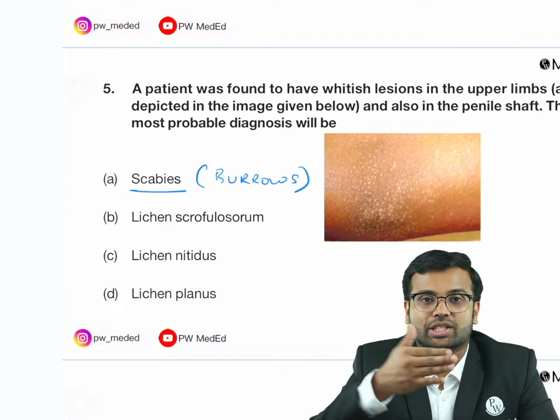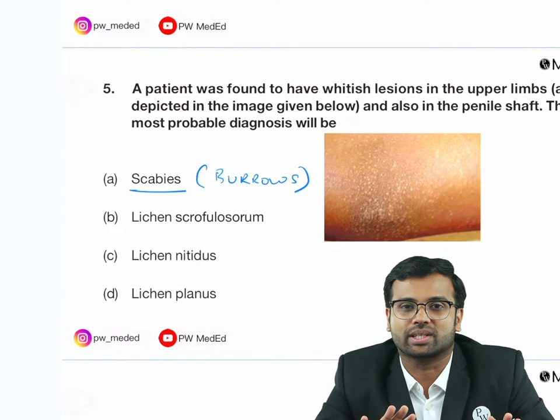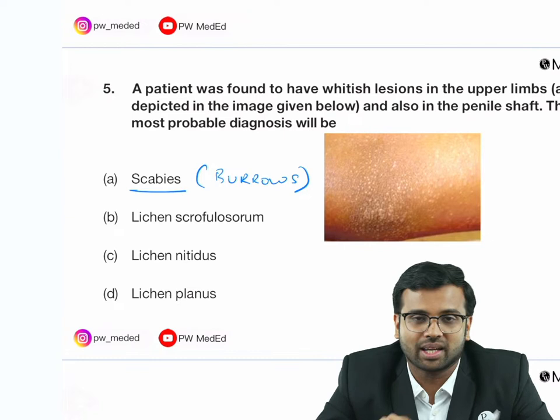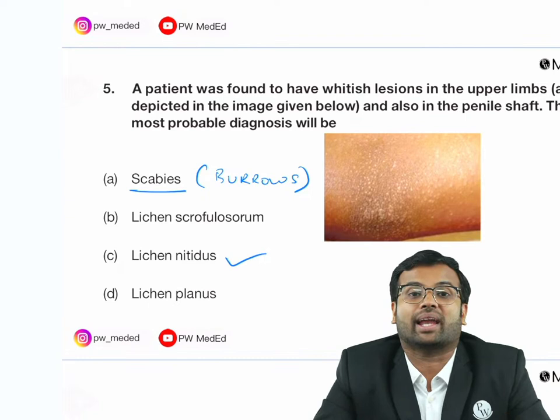Lichen scrofulosorum is something that is associated with tuberculosis. That is, it gives you a hint of tuberculosis anywhere in the body. So that is something different. Now this one is going to be lichen nitidus.